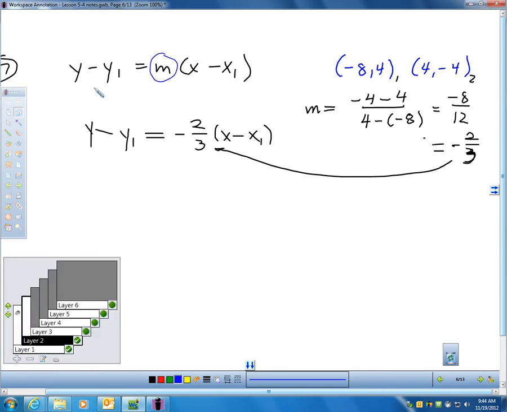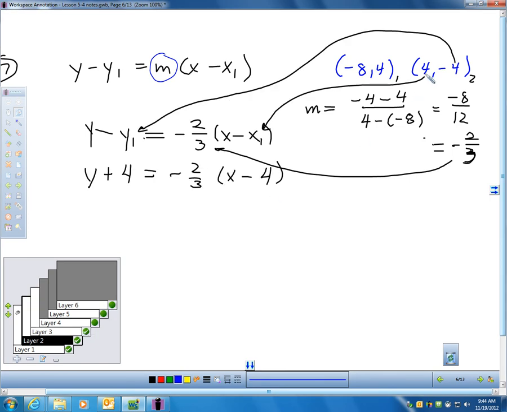Now I need a point. Doesn't matter which point I pick, so I would pick the easiest point, and I'll just plug in positive 4 for x sub 1 and negative 4 for y sub 1. Doesn't matter what point I pick, I'll get the same equation either way. I'll do it both ways so you can see that. So I have y plus 4 equals negative 2/3 x minus 4.